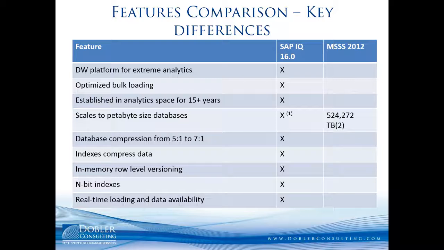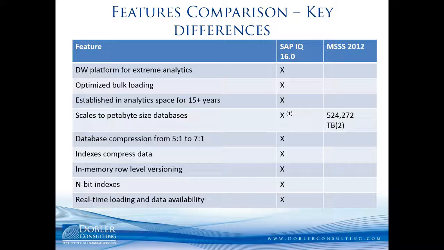Optimized bulk loading. SQL Server has its tools to load stuff. IQ can load much faster, and the graph before showed that. But IQ is doing analytics for way, way longer. Scalability goes up to petabytes. As Andrew said, there's a new Guinness World Record out there, achieved with a 20-node IQ cluster with 12 petabytes of storage behind that, largest ever built.